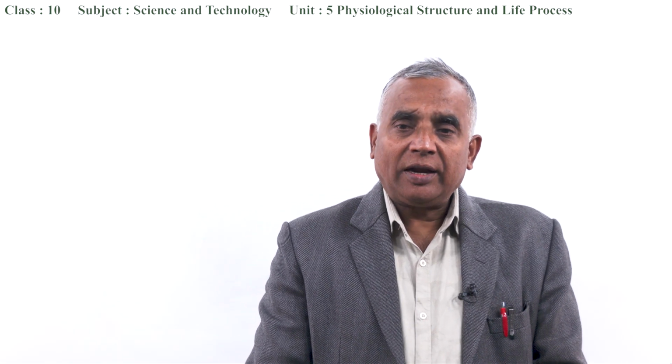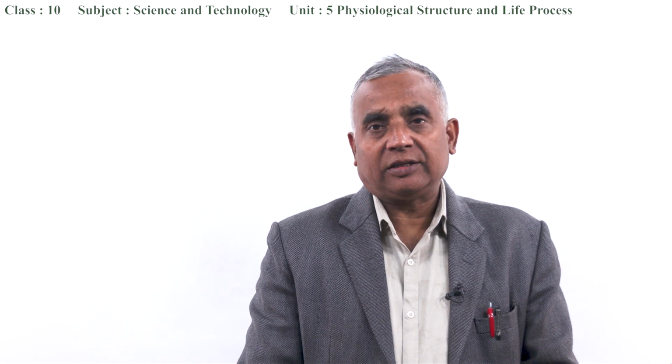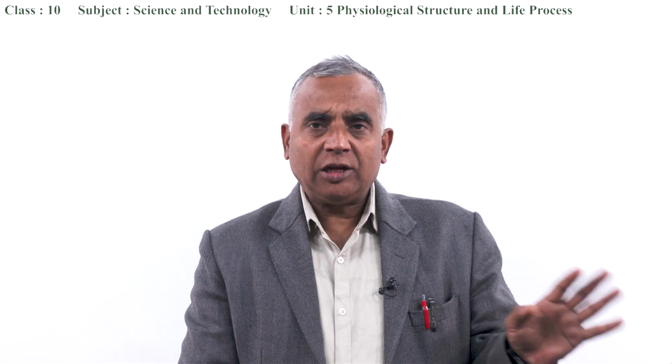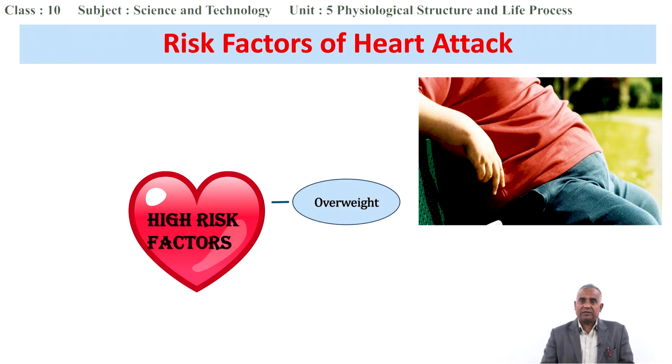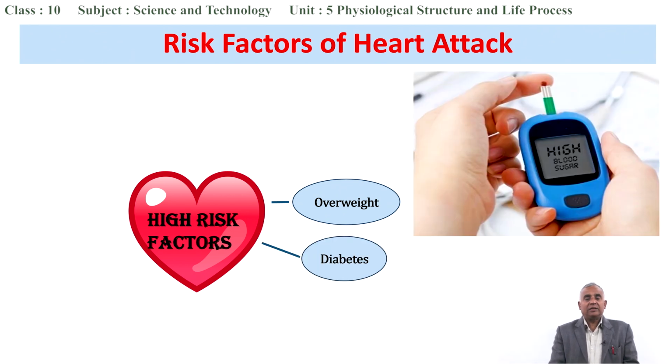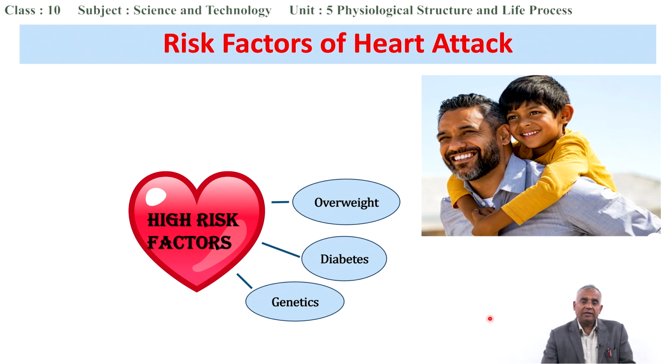Okay, now what are the risk factors of heart attack? The main reason you have done. What may bring that? First thing, overweight. Overweight also supports what? Heart attack. Next one is diabetes. Diabetic persons have more risk of what? Heart attack. It is genetic also. That means it transfers from parent to offspring.